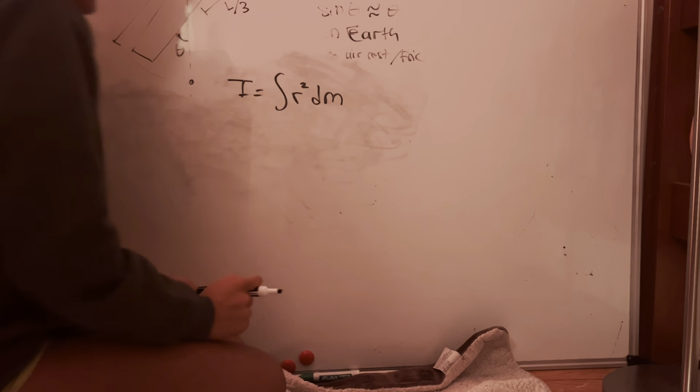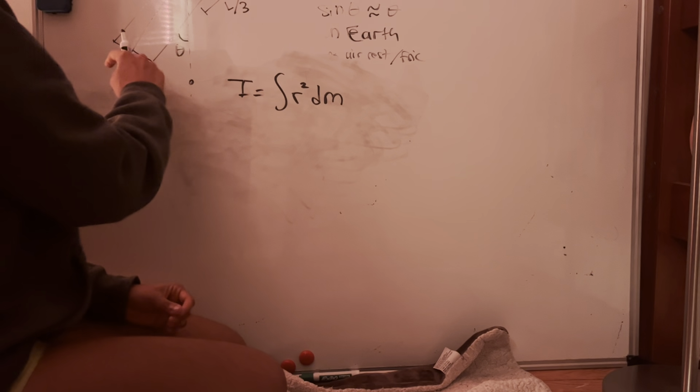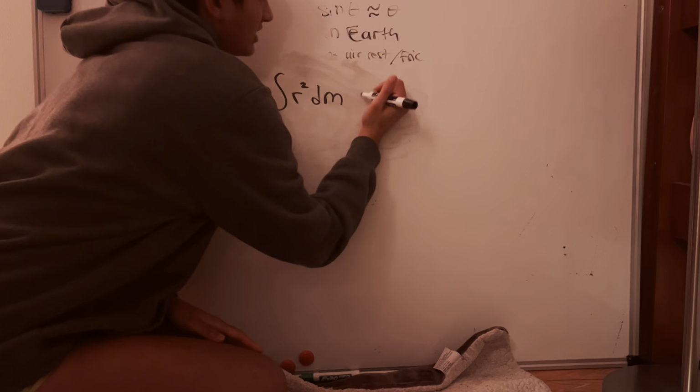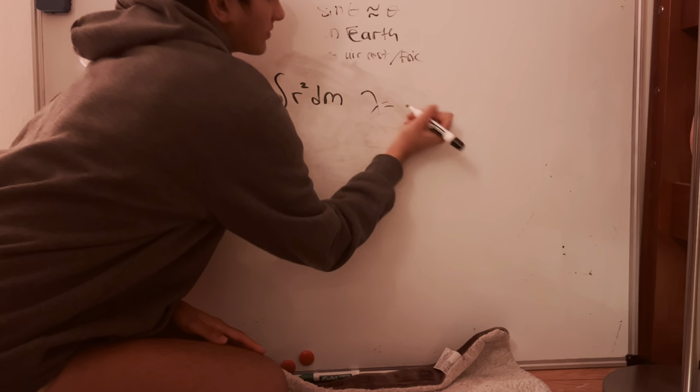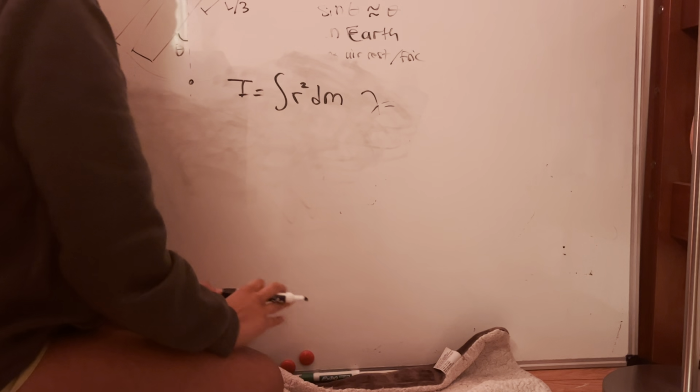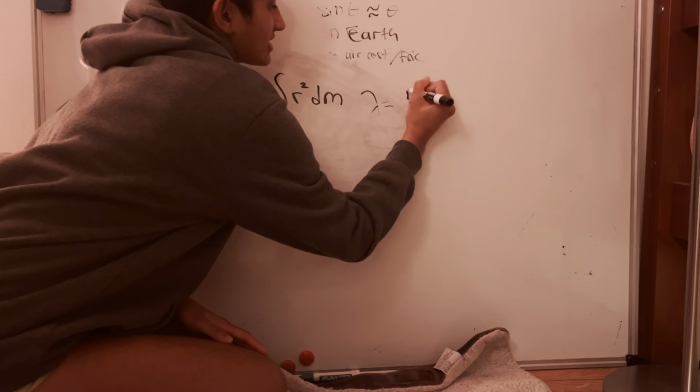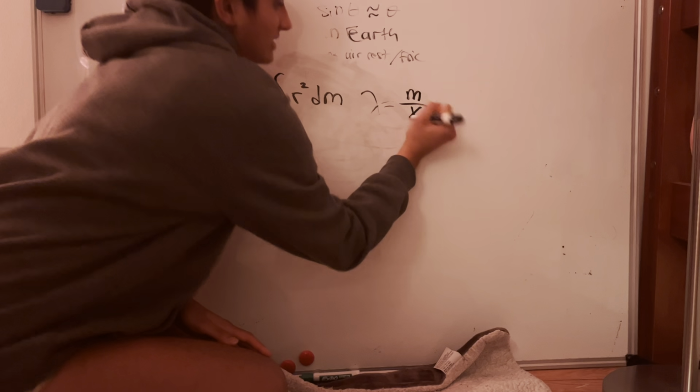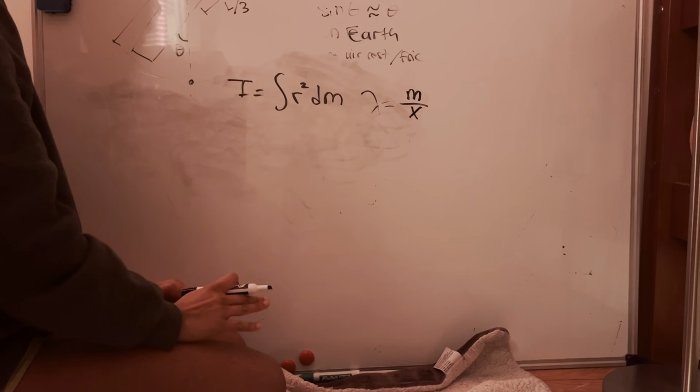And so what we can do in this case is, since we know it's a uniform mass, we can use a variable lambda, and we're going to use it to represent the mass over the distance.